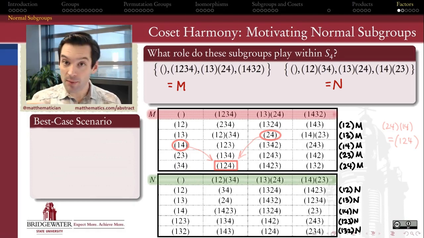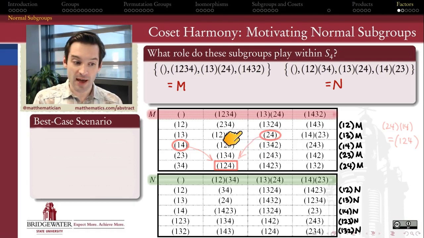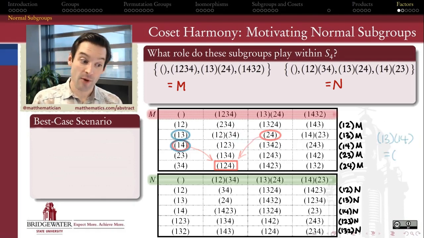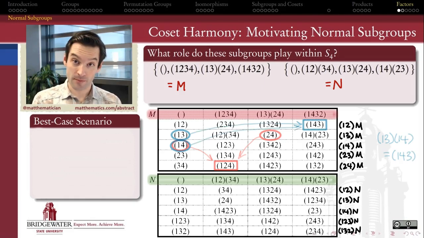So we need to not be able to tell the difference between different elements in the same coset. Does that hold for this subgroup? To figure out, let's just try another product. Instead of (2,4) times (1,4), I'm going to change (2,4) to a different element in the same coset. Let's change it to (1,3) instead. What do I get when I multiply (1,3) times (1,4)?